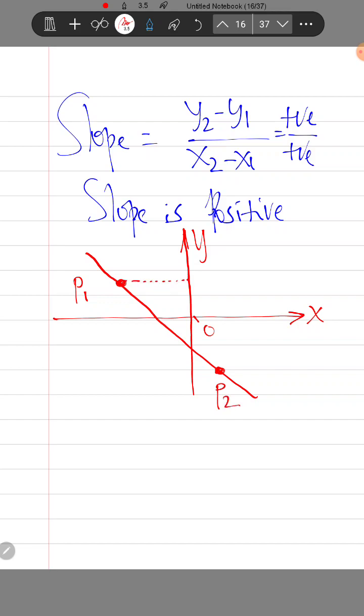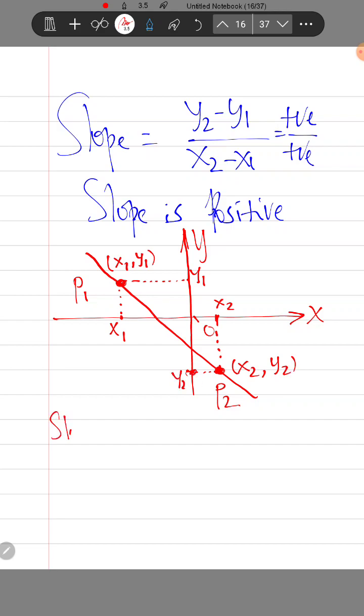Point 1 will have two coordinates here, x1 and y1. I put it x1 comma y1. Likewise, point 2 also has two coordinates x and y. Here x2, which is this one here, comma y2, which is this one here.